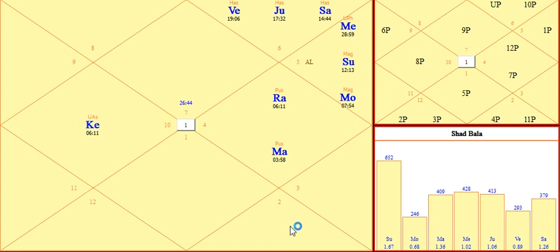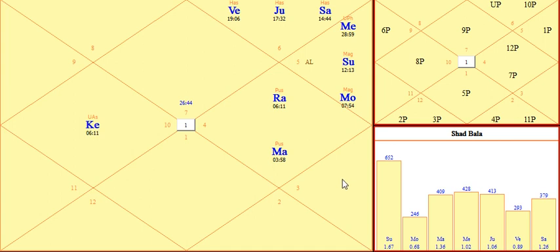Now the 8th pada. 8th house, Taurus is there, Venus is the ruler. Venus has gone 1, 2, 3, 4, 5. So count 5 places from Venus position: 1, 2, 3, 4, 5. So the 8th pada is in the 4th house as shown here, 8p.